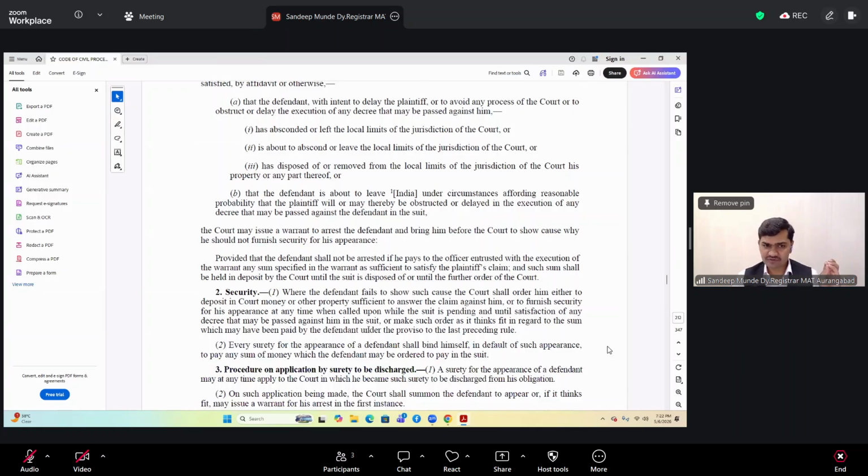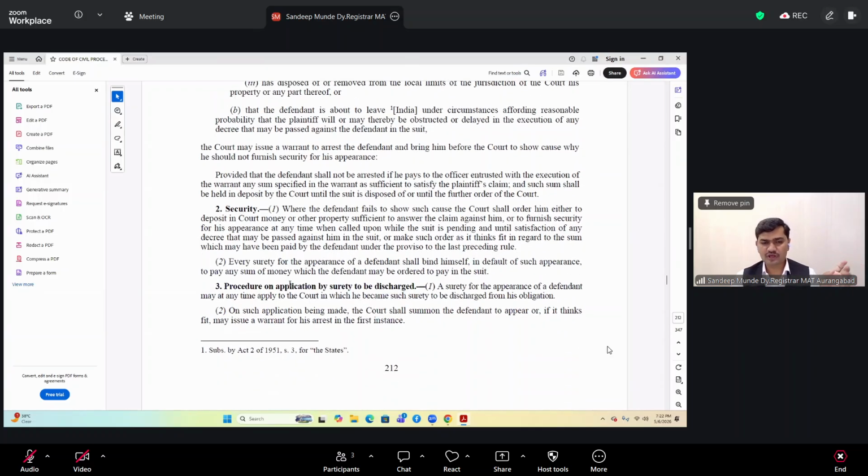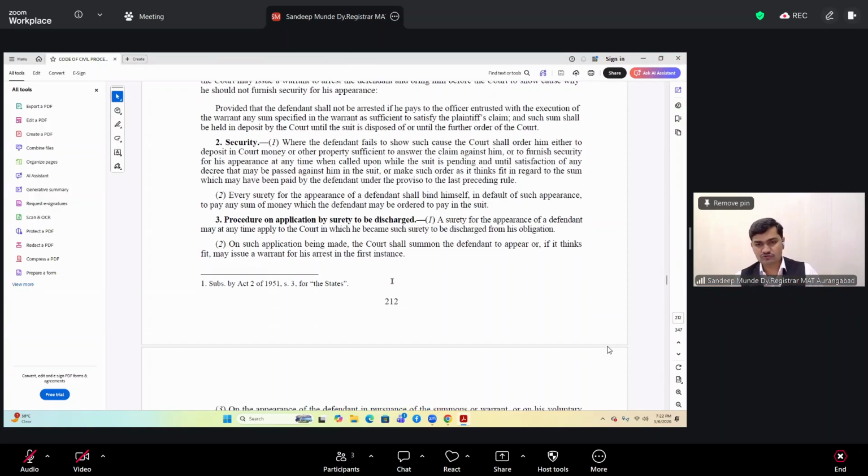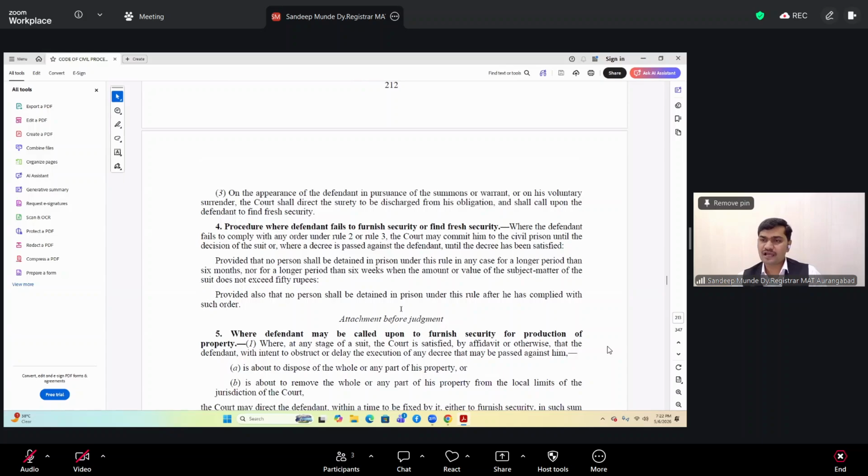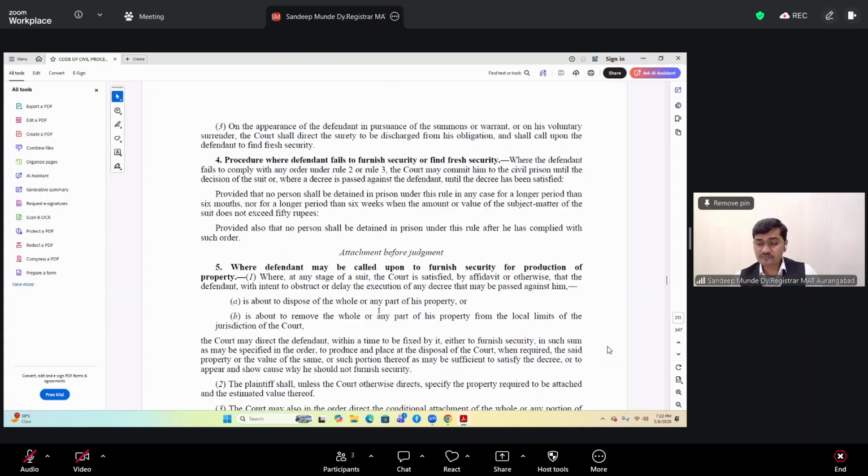If the defendant gives the security, the court will not arrest. Procedure on application by surety to be discharged. Procedure where defendant fails to furnish security: then he can be detained, and whatever the provisions of earlier are, will be applicable with regards to the detention in the civil prison.